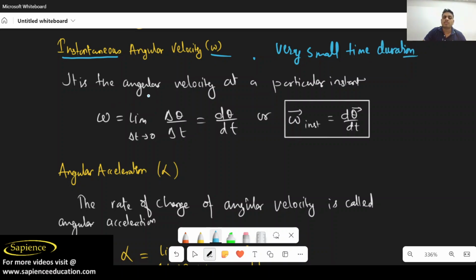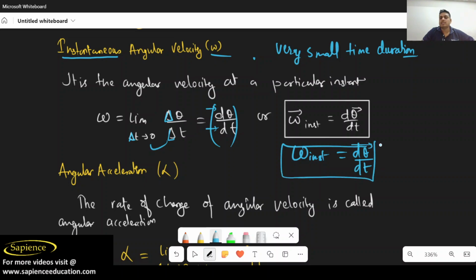So when we talk about a small time duration, it is the angular velocity at a particular instant, that is omega is equal to the limit as delta t tends to 0 of delta theta by delta t, and this is equal to d theta by dt. When we use d theta, because it is a very small quantity, when we use time t, its limit is t tends to 0, so we can use d theta by dt. So omega instantaneous can be written as d theta by dt. I hope you have understood now. So this is the instantaneous angular velocity.